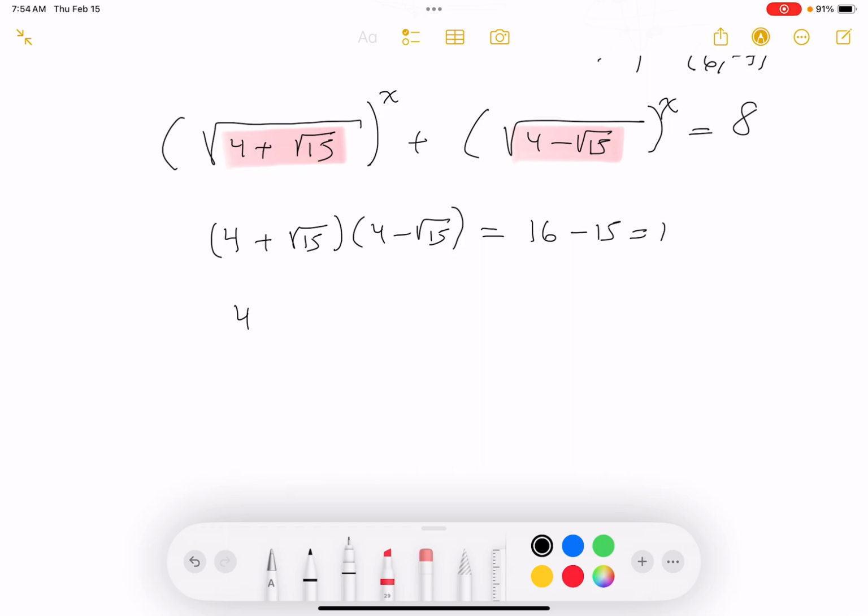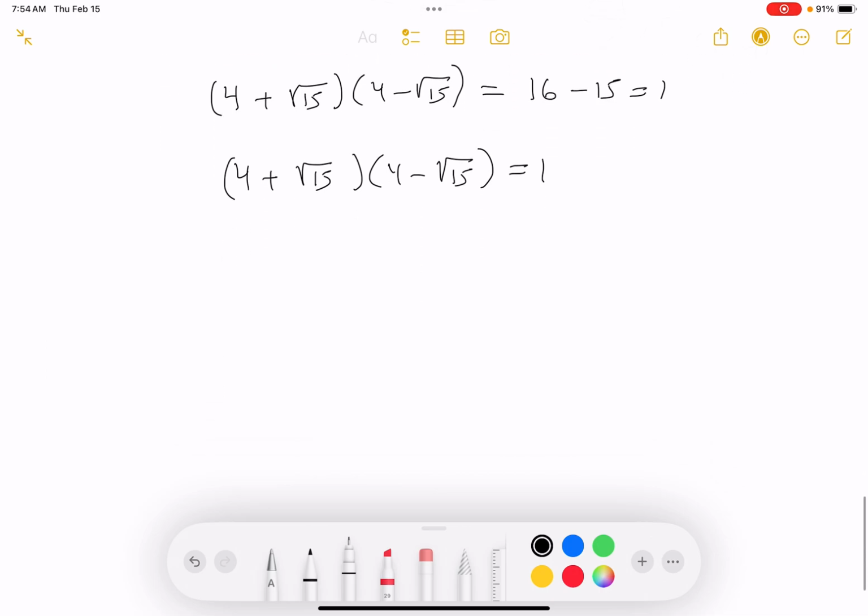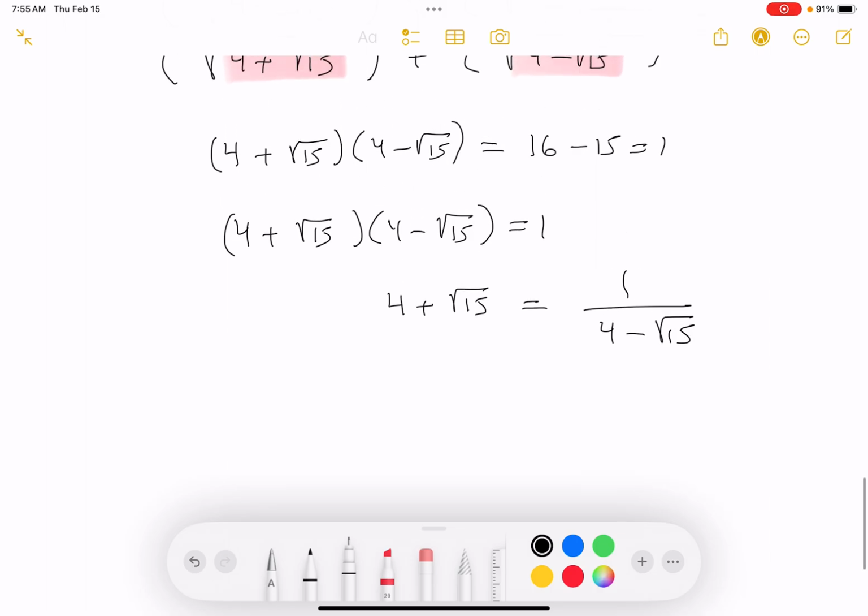Now, what does it tell me? It tells me that the product of these two is 1. So they're really telling me they're reciprocals. They're telling me that 4 plus root 15 is identical to 1 over 4 minus root 15. And that's remarkable, by the way. That's remarkable. So what I want to do is look at that and go back to the original problem. Let me erase this now here. I don't need this anymore.